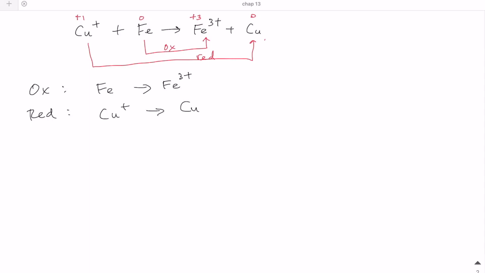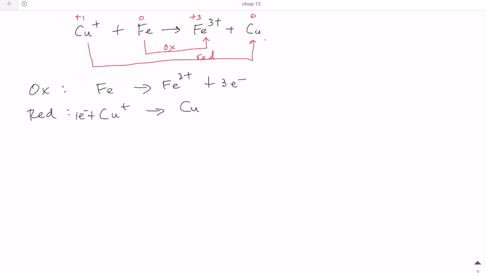And then what we do is we balance each of the half reactions. If you look at the oxidation half reaction, to make both sides have equal charge, I'm going to have to add 3 electrons. That's going to cancel out that 3+ to give us a total of 0 on the right side, which matches the one on the left side. And then for the reduction half reaction with the copper, I'm going to need to add 1 electron to again balance out the left side with the right side in terms of charges.